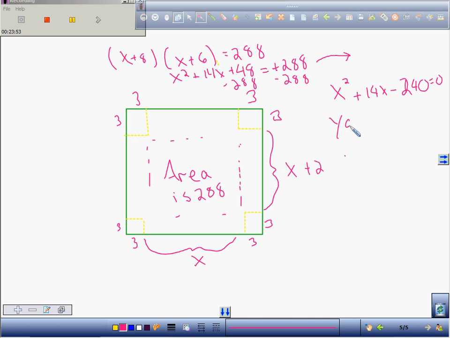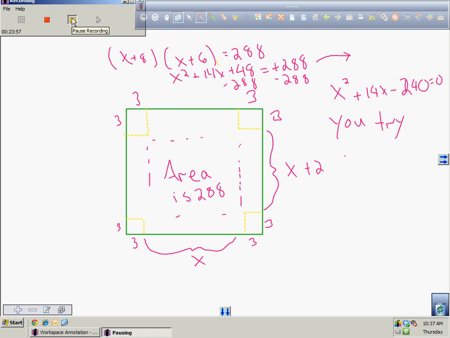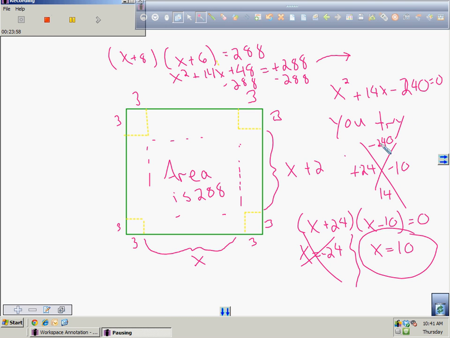Now I'm going to let you try. Who wants to earn a Tootsie Pop? You try, see if you can figure it out. So the answer to this, I jumped ahead here, is x equals 10.